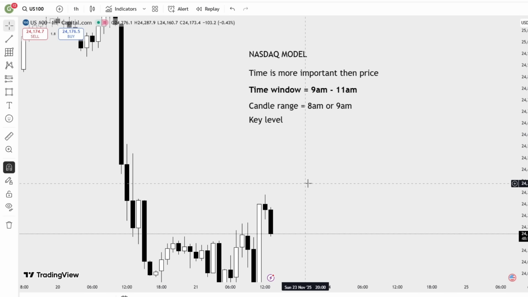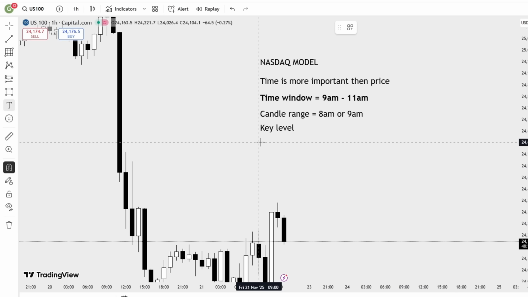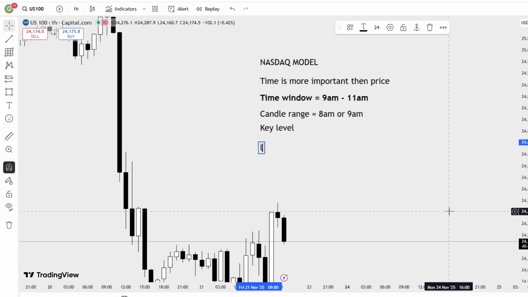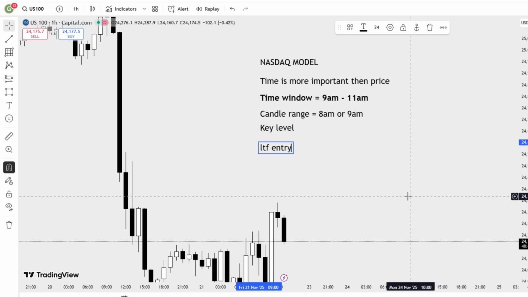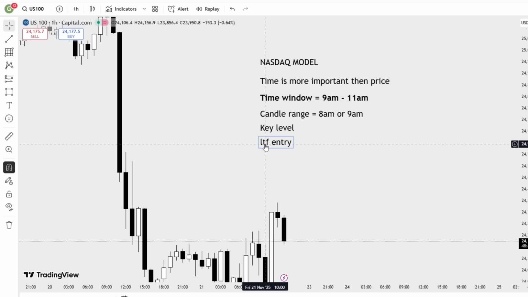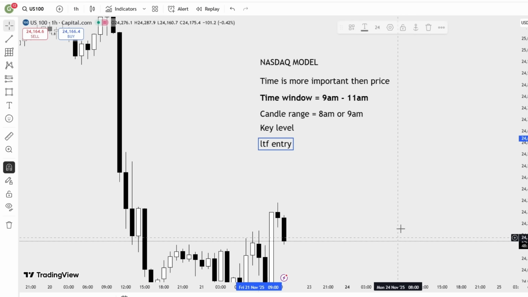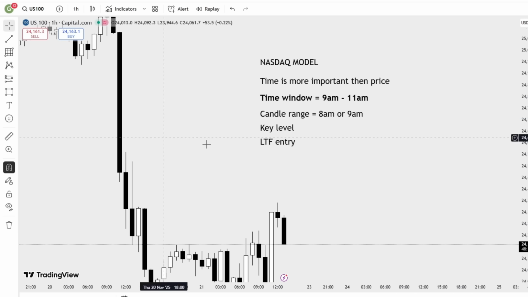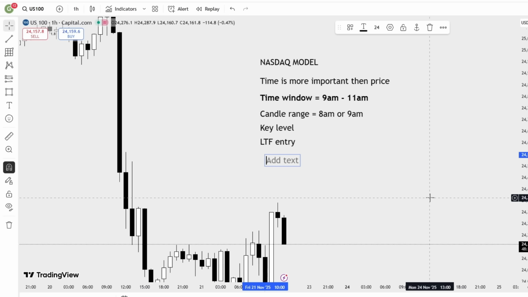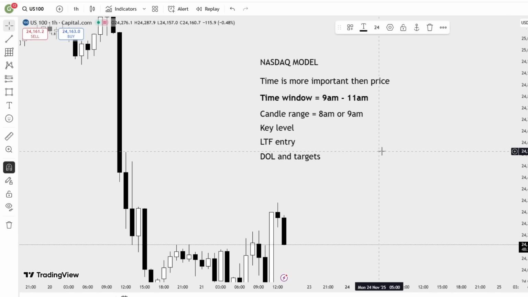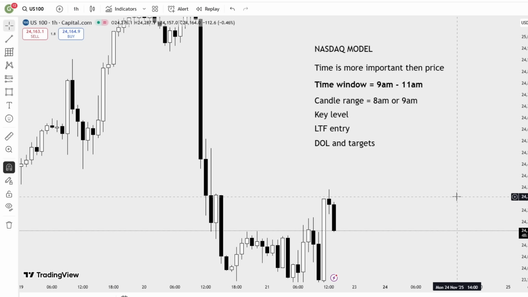Candle range, key level. After that, we're going to low time frame entry, okay? Our low time frame entry, just let me make this more beautiful for you guys. And then we need to see some draw on liquidity and targets. Where to take targets, right? Full TP, because we need money.